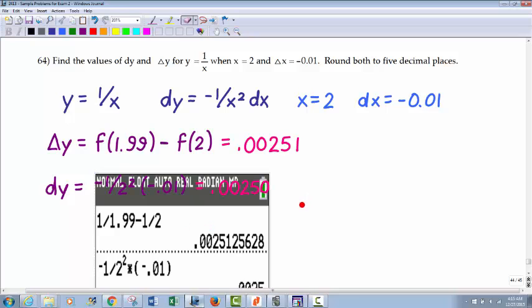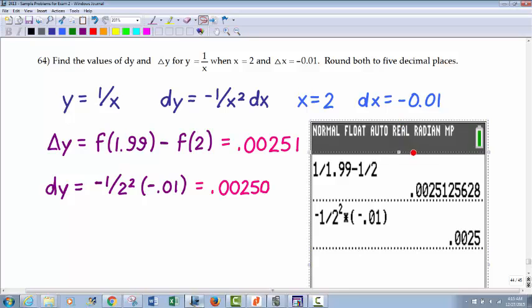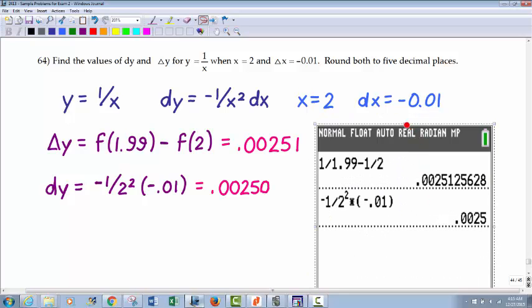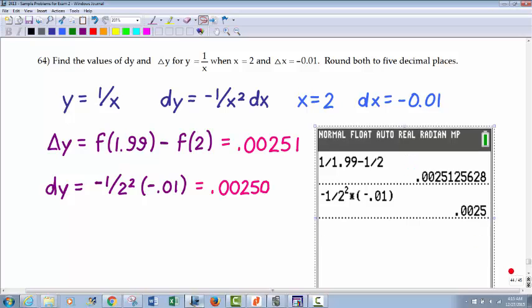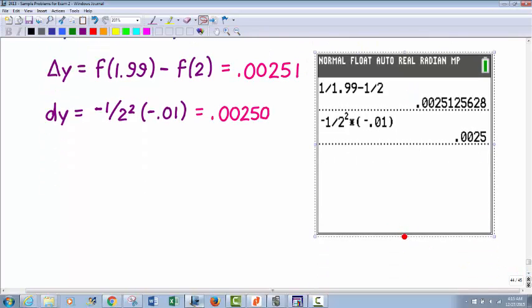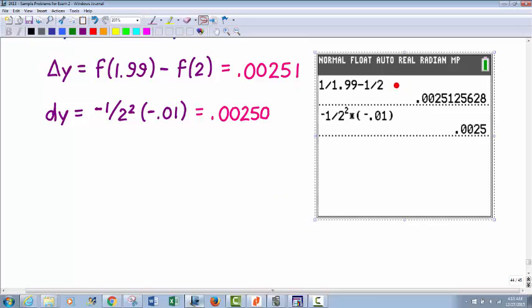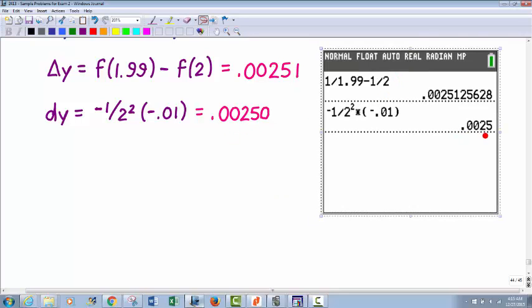So notice the instructions. It's always good to read the instructions: 5 decimal places. So for the top one, 0.00251, and for the bottom one, just to get a fifth decimal place, I just had to add a 0 at the end. Now that one's really close, isn't it? dy is really close to delta y. So that one had to be a really good approximation. Excellent.